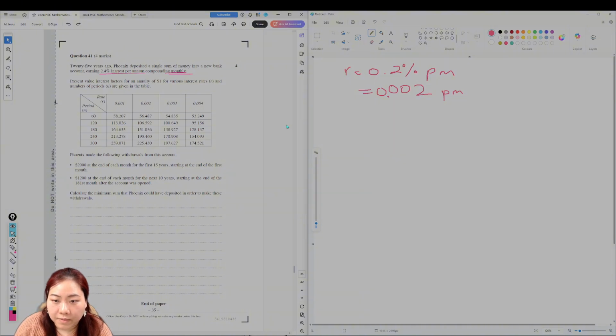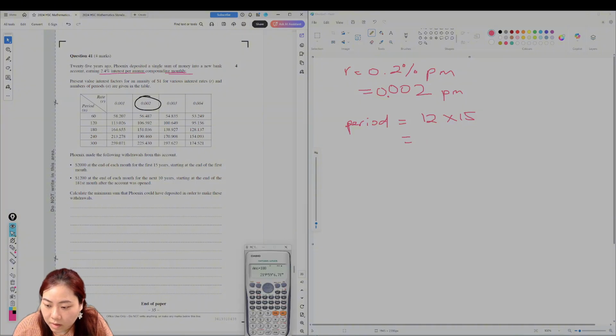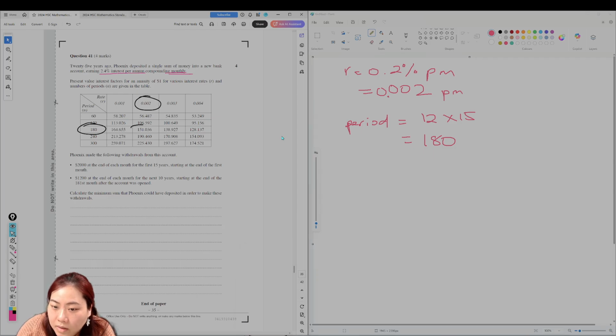Present value interest factors for an annuity of $1. So we're interested in this one here. $2,000 each month for 15 years. Wait, that's not what I wanted. I want to know the period. So the period is 12 months for 15 years. Aha, 180. That's the magic number that we wanted, because that's the 181st month. So it's 180, so this is the one we want.